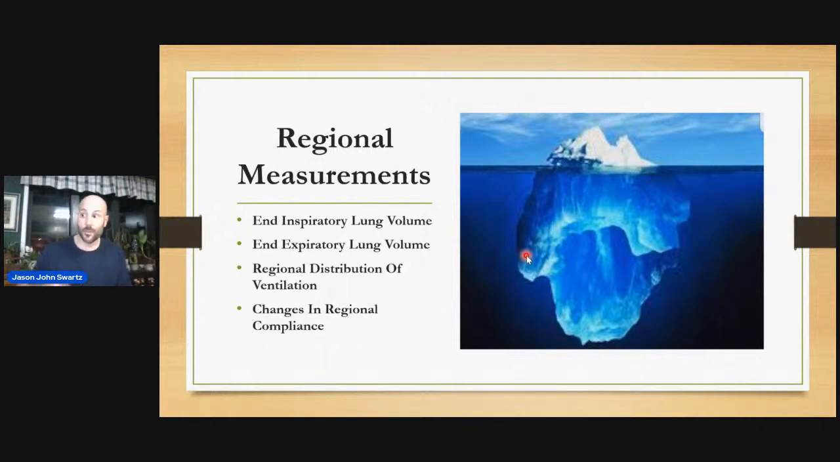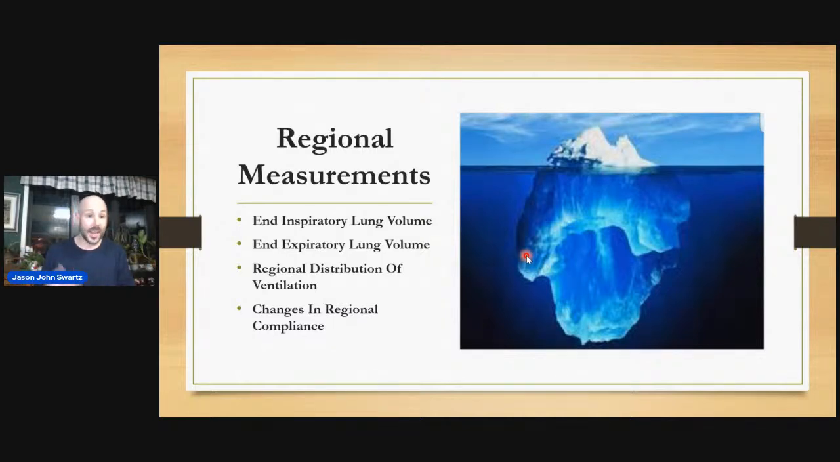So this would be for recruitment at the end of inspiration. Have we recruited that area? Is that end of inspiration opening up? End expiratory lung volumes: we can adjust PEEPs. You can increase the PEEP from 6 to 8. You can leave the 6 as a reference, wait a while, and then you can see if that adjustment from 6 to 8 has recruited end expiratory lung volume.